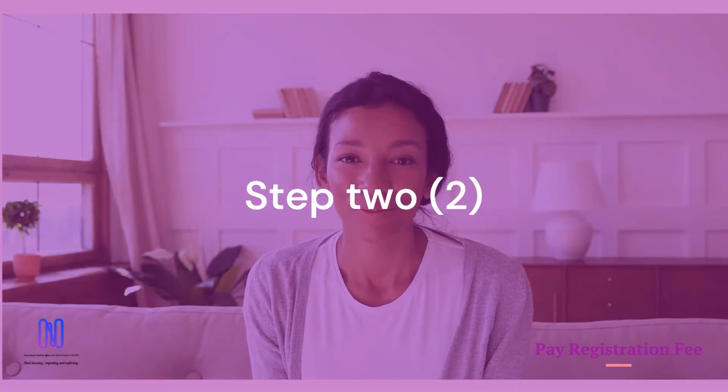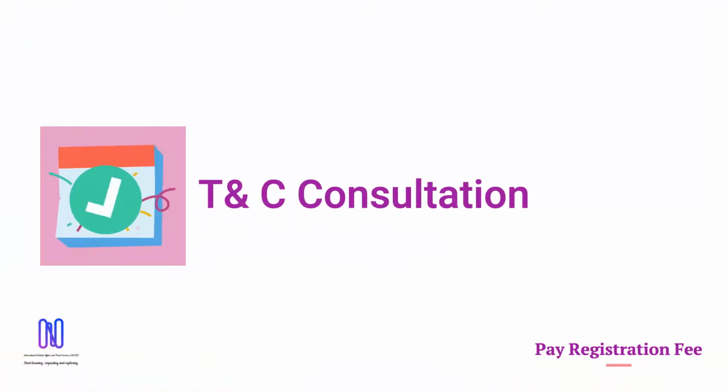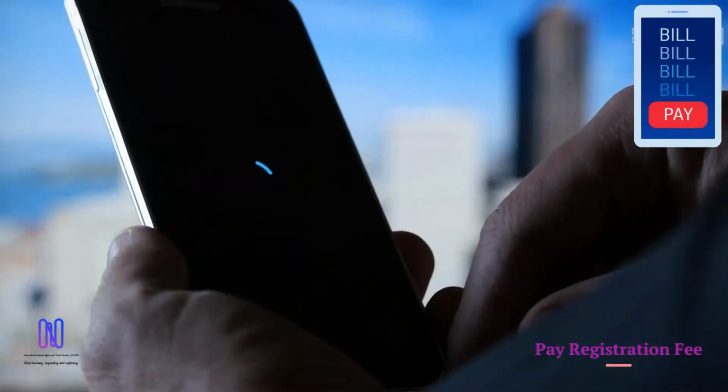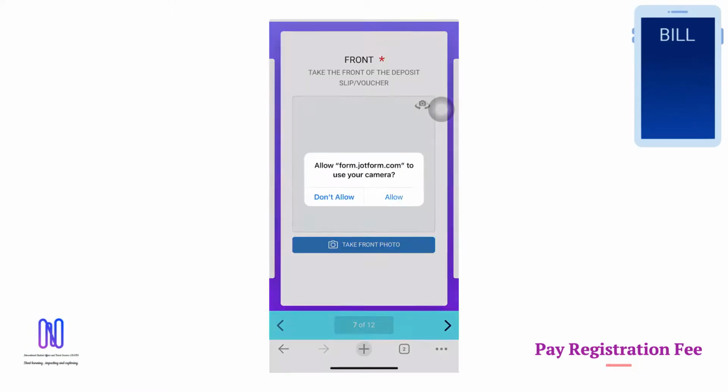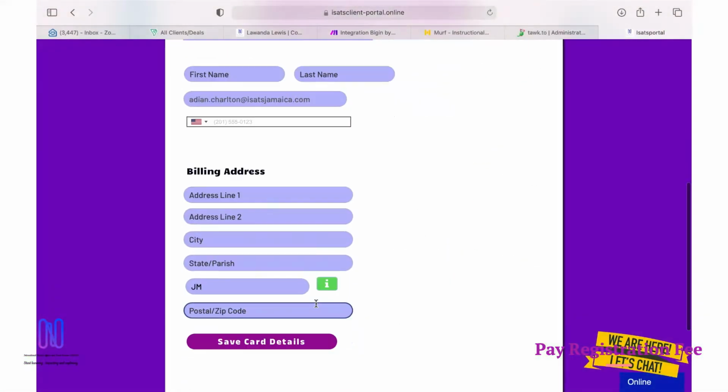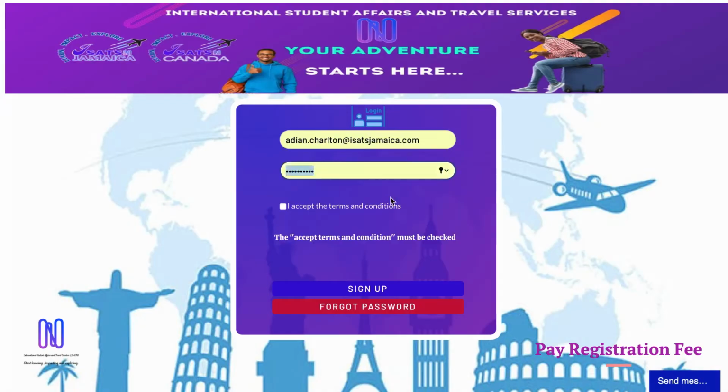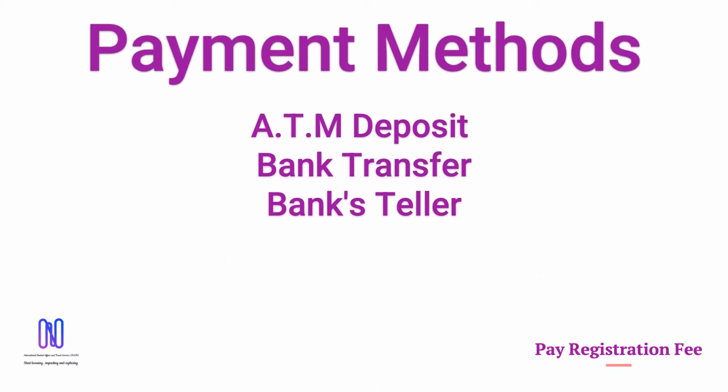I will now explain what you should do after your Terms and Conditions consultation. After you have completed your T&C consultation, you will need to pay your registration fee online, at the bank, or by bank transfer, and send that receipt to us to enable your portal access. When you pay the registration fee from the portal, you are given immediate access. If you pay any other way, such as ATM deposit, bank transfer, or at the bank teller, please submit the offline payment update form.